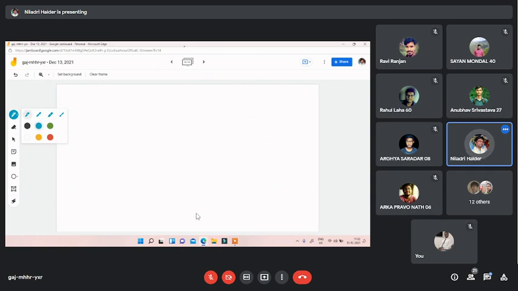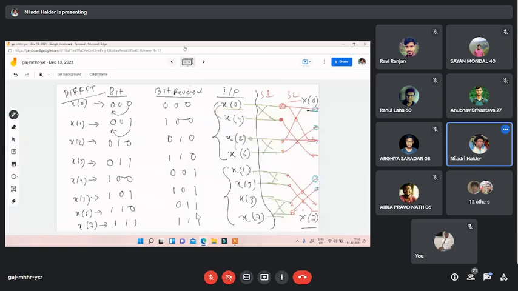If not clear, now check. I am drawing the butterfly again, showing you freshly. 1. These are the inputs. 3, 4, 5, 6, 7, 8. 8 number of inputs, and the inputs will be taken as x0, x4, x2, x6, x1, x5, x3, and x7.